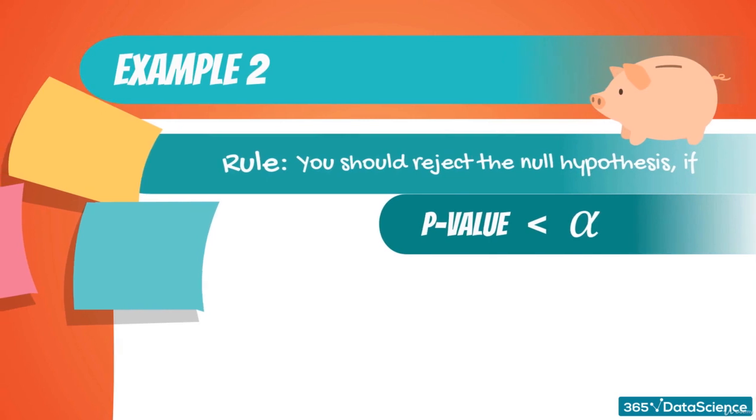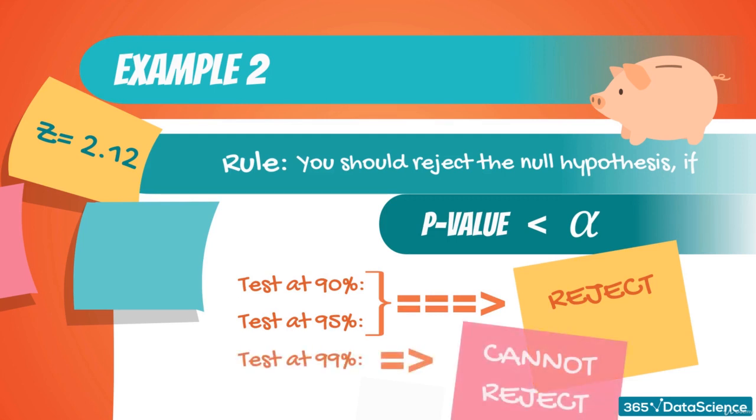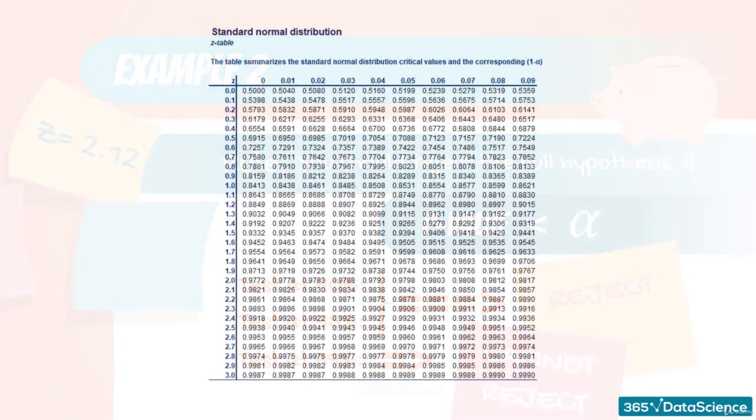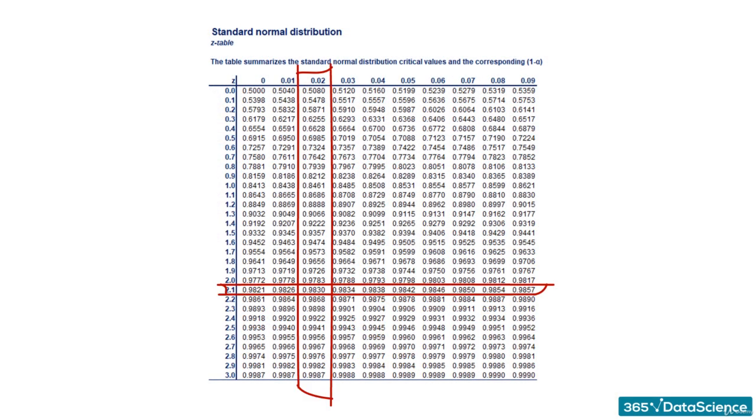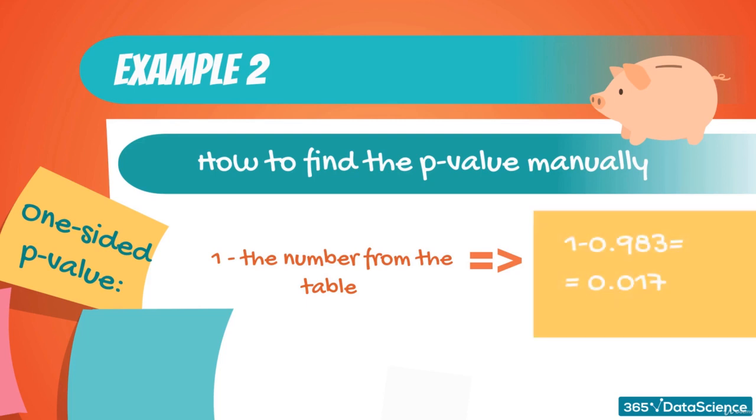Let's see another example. If our z-score was 2.12, we would reject the null hypothesis at 5%, but would not reject it at 1% significance. Now it becomes more interesting. At this point, we can actually look at the table and then find the p-value. We look for the value that corresponds to 2.12 and find that it is 0.983. The p-value for a one-sided test is 1 minus the number we see in the table. So, the corresponding p-value is equal to 0.017.